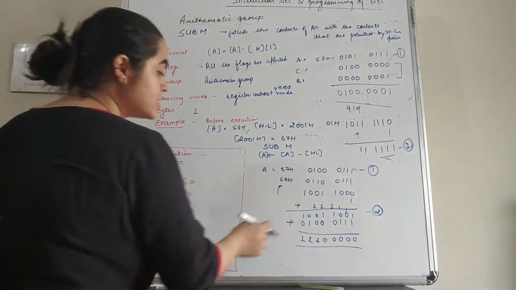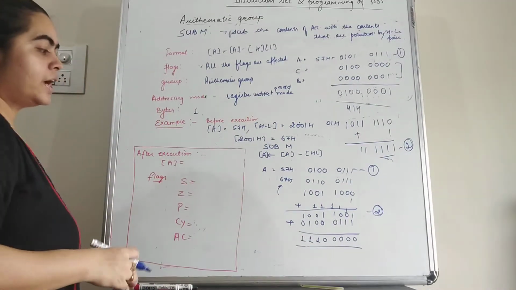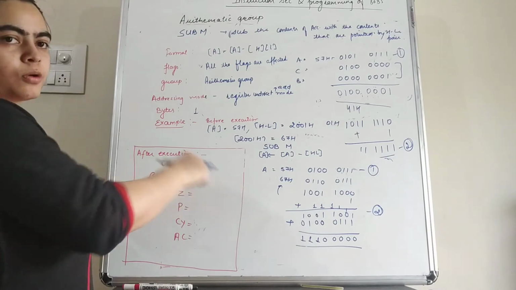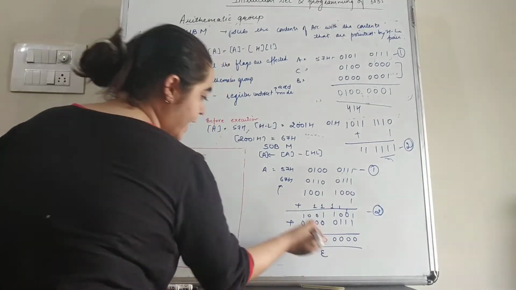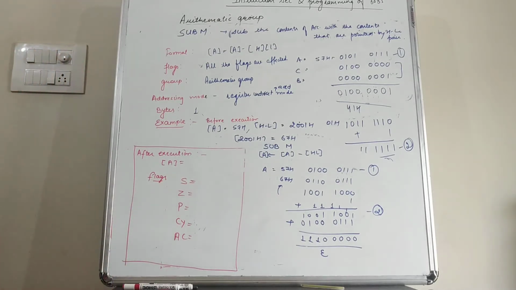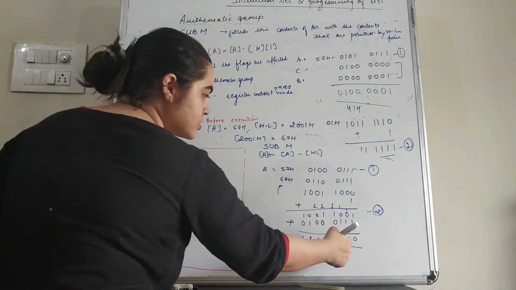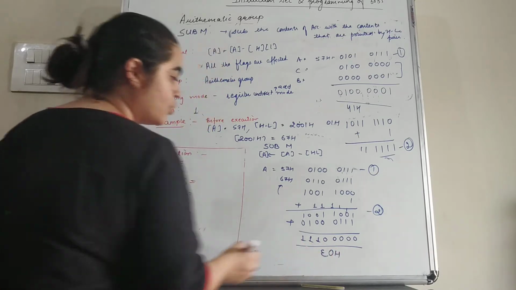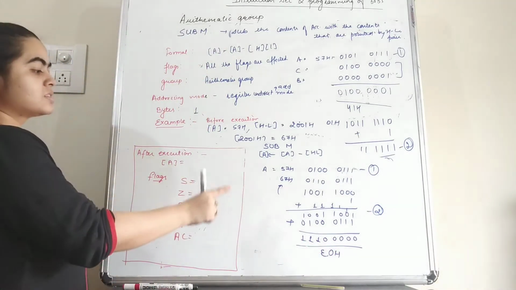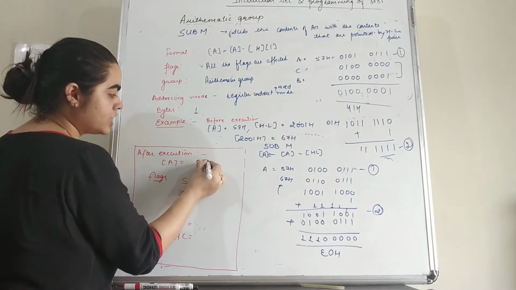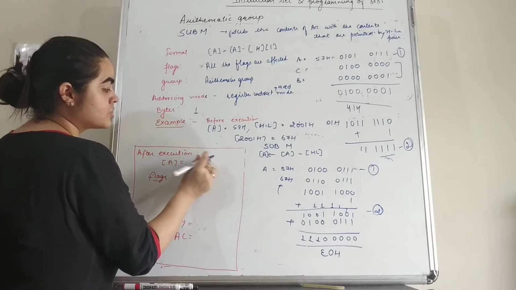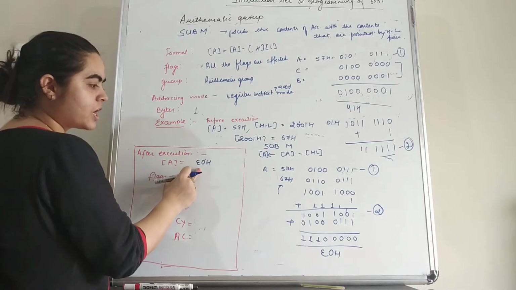So the answer is this is 8. This is 8 plus 4 plus 2. So 8 plus 4 plus 2 is 14. So in hexadecimal we can write 14 as E, and 0, 0, 0 means E0H. So after the execution of this instruction, the contents of the accumulator are E0H.